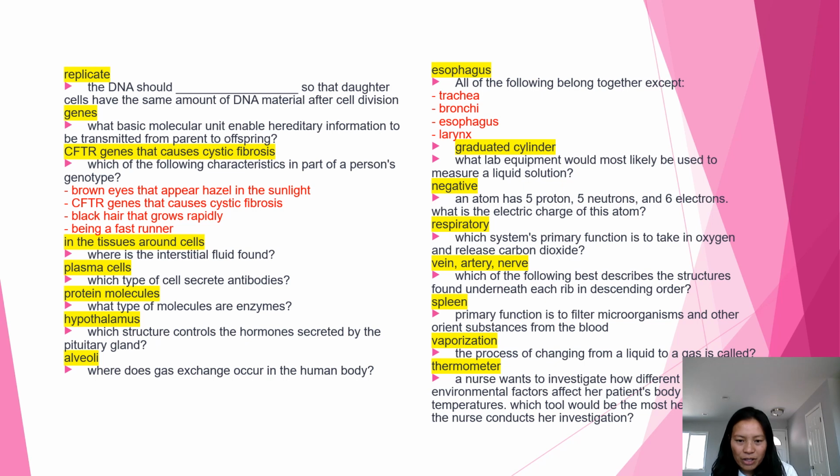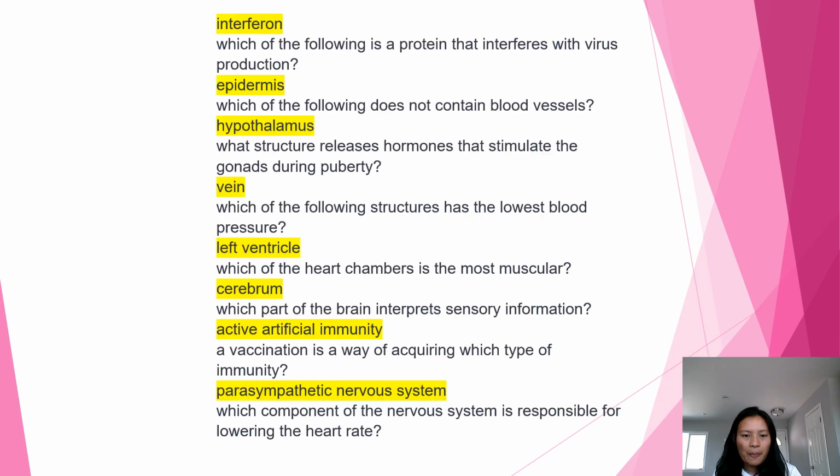Vaporization. Okay, a nurse wants to investigate how different environmental factors affect her patients' body temperatures. Which tool would be the most accurate for the nurse to conduct her investigation? The answer is thermometer. Okay, which of the following is a protein that interferes with virus production? The answer is interferon. So if there is interference with virus production, the protein that is responsible for it is interferon.